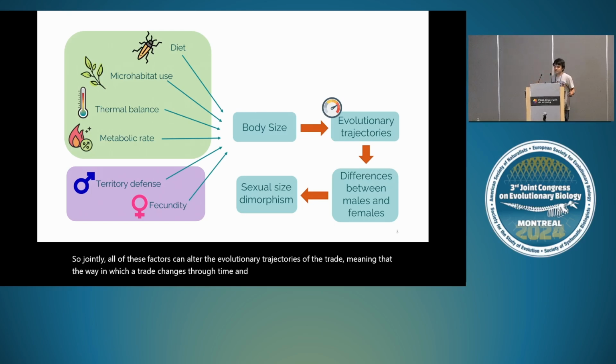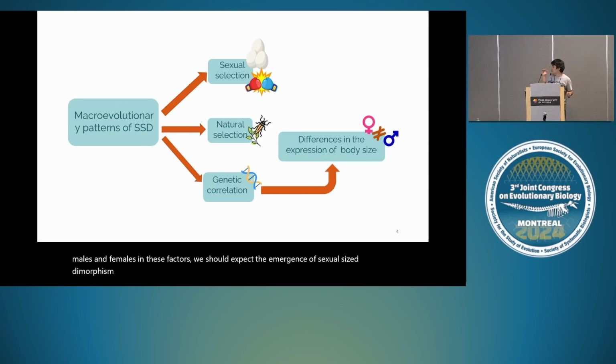And since there can be differences between males and females in these factors, we should expect the emergence of sexual size dimorphism. So the macroevolutionary patterns of SSD are related to three main forces. The first one is sexual selection, for example, through selection of bigger females, through fecundity, or bigger males, through competition and territory defense. Natural selection through niche divergence to avoid competition between sexes for resources. And one important one is the genetic correlation that exists between male body size and female body size, because sexual size dimorphism is the product of differential expression of body size in males and females.